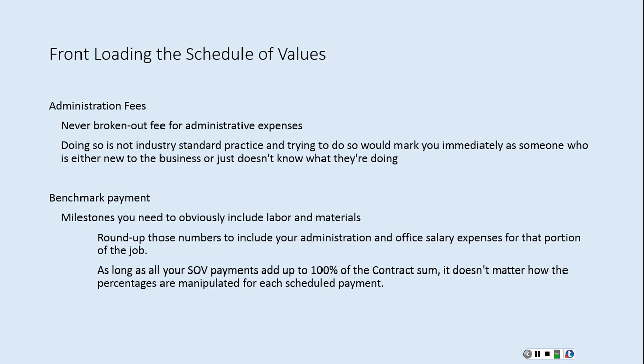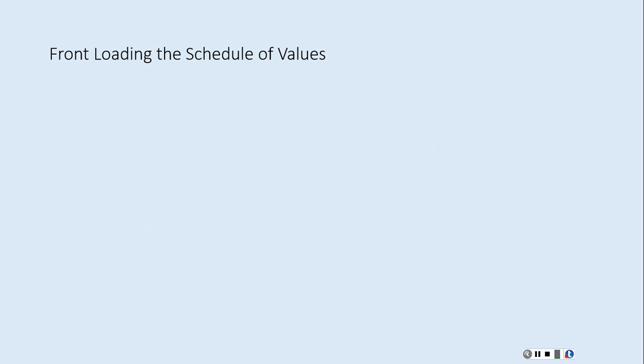And when you do those, we round up those numbers and we include the administration and office salaries for that portion of the project. Now, the real big deal with payments is that as long as our schedule of value payments add up to 100% of the contract sum, it doesn't really matter how they're broken out. We try to be as honest and straightforward as we can with them. I'm going to have you do that based on the actual information on a project to make a schedule of values for the class. But realistically, we don't have a line item in our estimate that says mobilization. So when we start breaking these numbers apart, it's hard to go dollar to dollar. We just do the best we can with that.